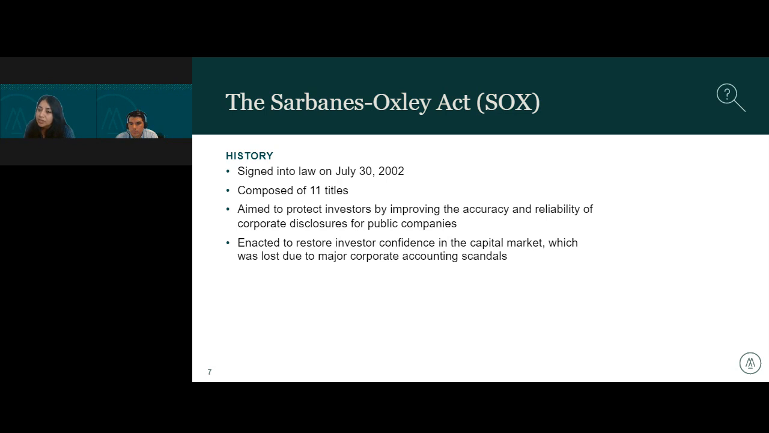So there was an increase in the public wanting companies to be held accountable for their tone at the top and their overall internal control environment. And one way to do that was to essentially hold executives accountable for the accuracy and reliability of financial statements, as well as for management to ensure that their internal control environment is operating effectively.